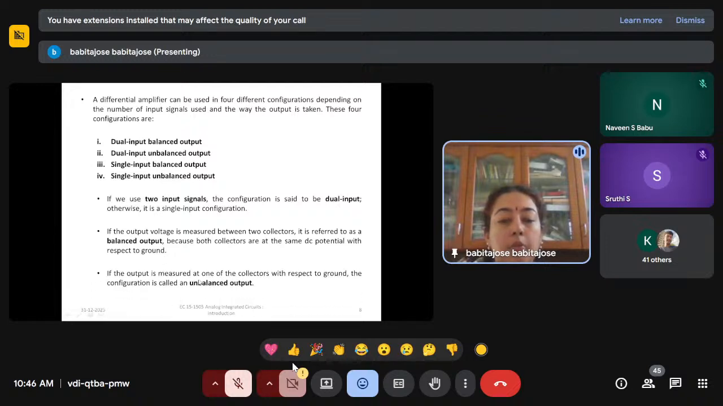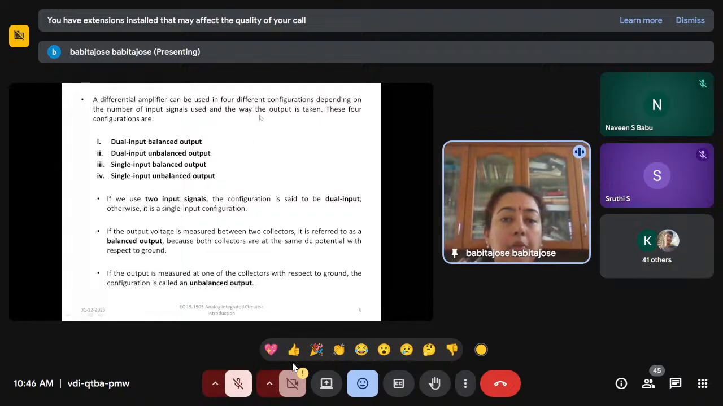Now what is unbalanced output? If the output is measured at one of the collectors with respect to ground, then the configuration is called unbalanced output. So that is our intermediate stage, the second block. The first block is a dual input balanced output. The second is a dual input unbalanced output. So these are the 4 configurations.